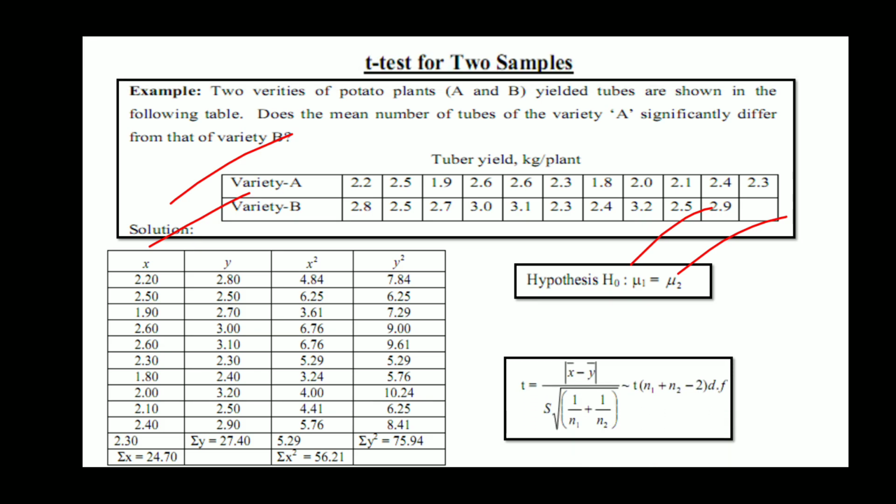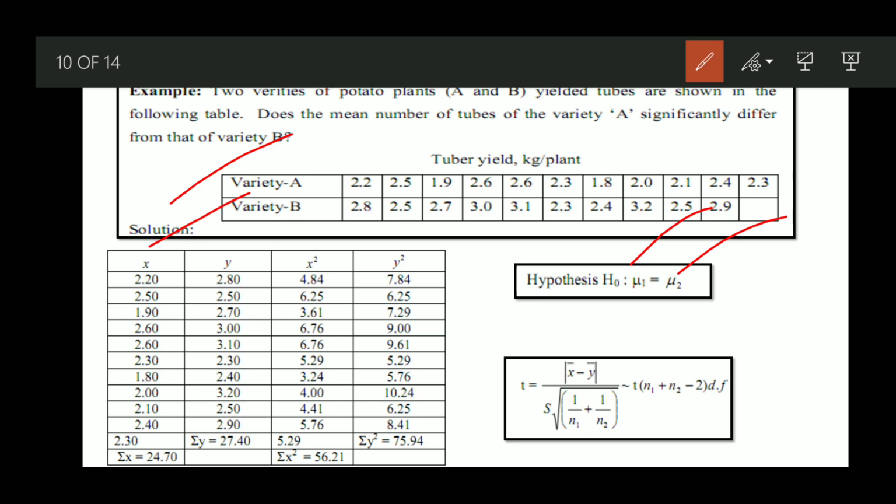Next is our test statistic. Here the test statistic is quite different: x bar minus y bar, where x bar is the mean of variety A and y bar is the mean of variety B. This is the deviation of the means of these two varieties divided by s times root over 1 by n1 plus 1 by n2. n1 and n2 are nothing but the sample sizes: n1 for variety A and n2 for variety B.